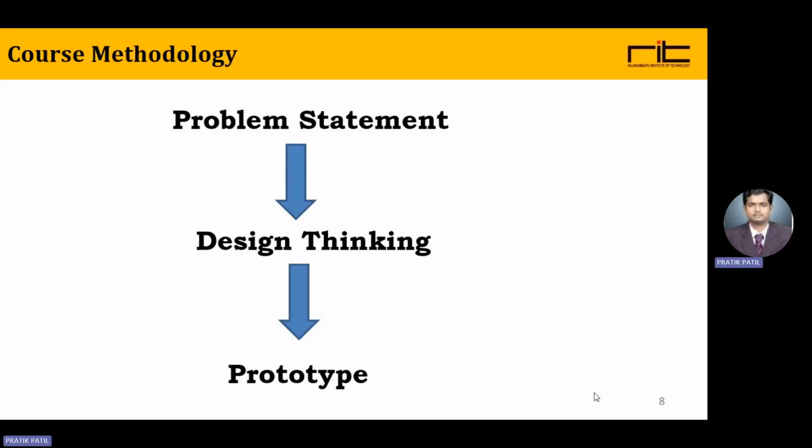I will not show you the curriculum and all those parts because that is already available with you. As for the course methodology: you will identify a problem statement, you will work in groups and teams, you will learn the design thinking methodology, and at the end you will end up with a proof of concept or prototype of your idea.